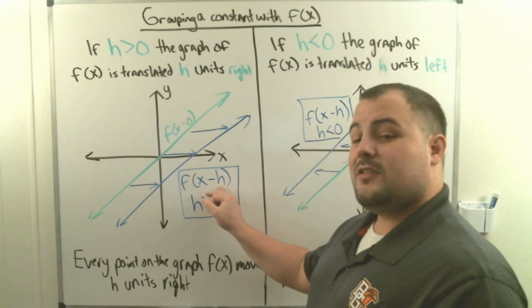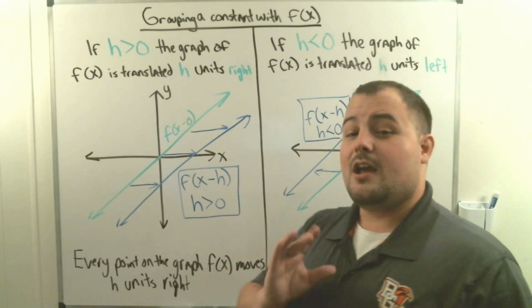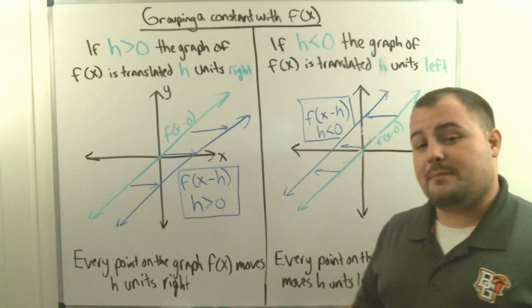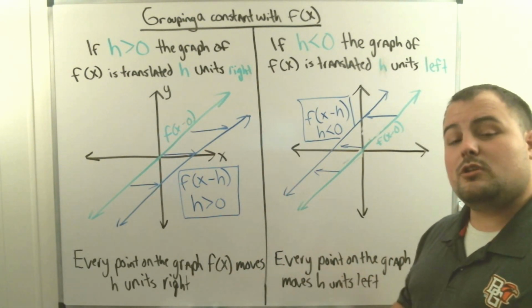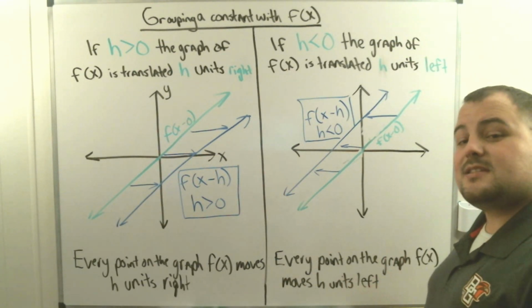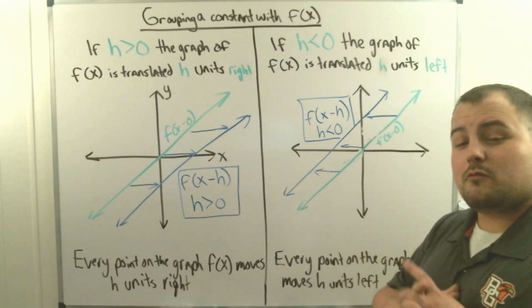So whatever number that's here, as long as it's bigger than 0, moves our graph this way that many units. Every point on the graph is going to move that many units right. Every point on the graph is going to move that many units left. So what I want you to do now is copy this slide down, make sure you have it, so that way you understand what the grouping symbol rule is.